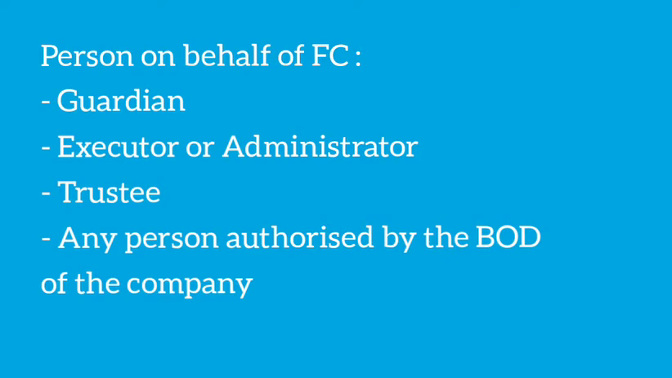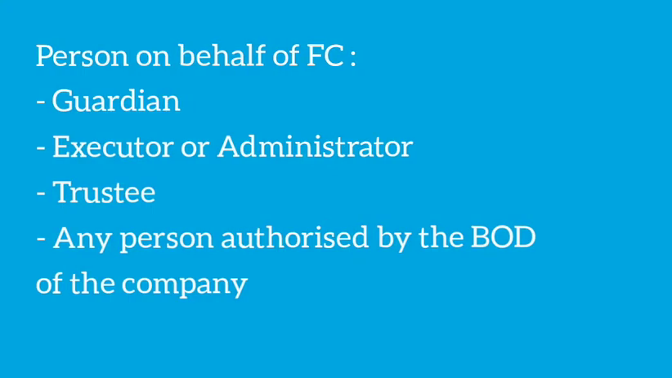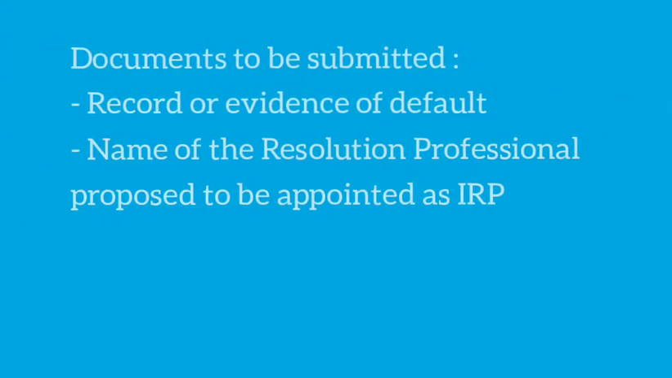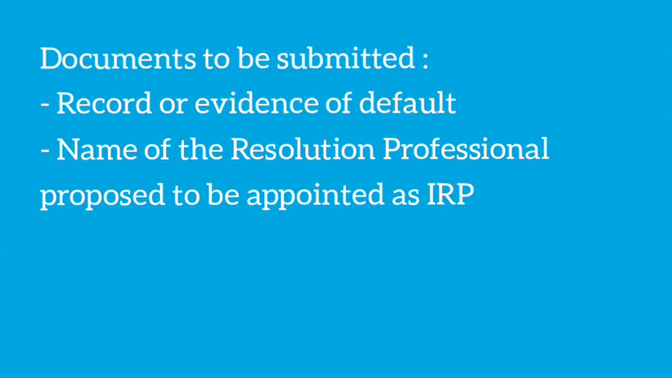The application also has to be forwarded to the registered office of the corporate debtor by registered post or speed post. Along with the application, the financial creditor has to submit a record of default or evidence of default to the NCLT and has to compulsorily propose the name of the resolution professional to act as an interim resolution professional.